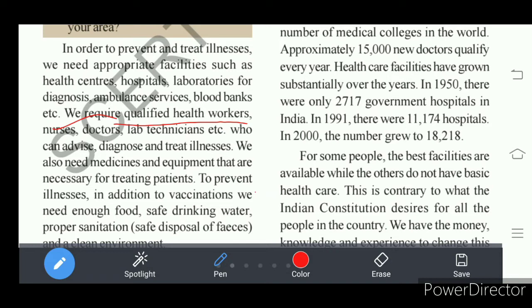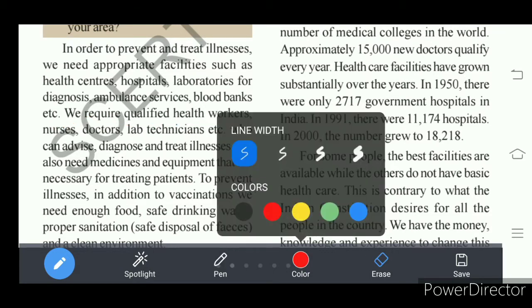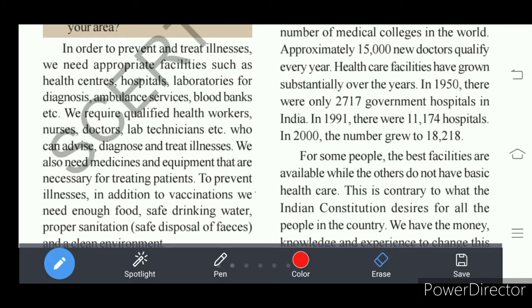They can advise and diagnose. That means finding out to treat the illnesses. We also need health workers. That is medicines we need. What we need? Medicines, right?